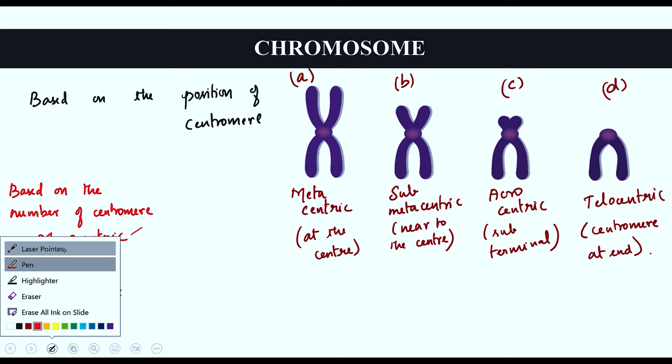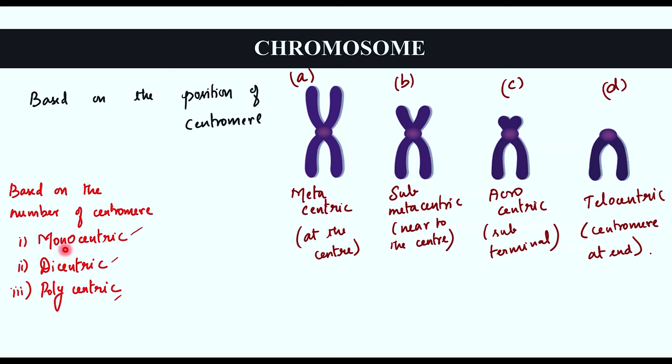So basically, based on the position of the centromere, the chromosome is divided into four. If we take the metacentric, the centromere is present at the center. This is the centromere, right? And if we take the submetacentric, the centromere is present near to the center. If we take the acrocentric, it is present at the subterminal. Subterminal in the sense, it is present near to the end, one side, okay? Then if we take the telocentric, the centromere is present in the end, almost at the dead end of the chromosome, right? So these are the four types of chromosome based on the position of centromere.